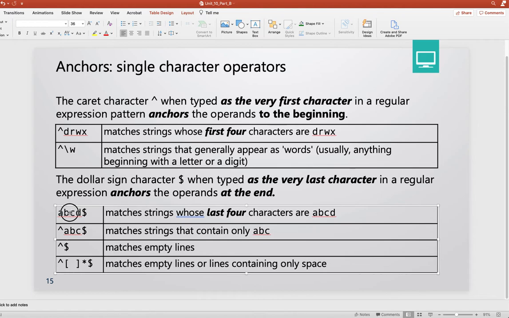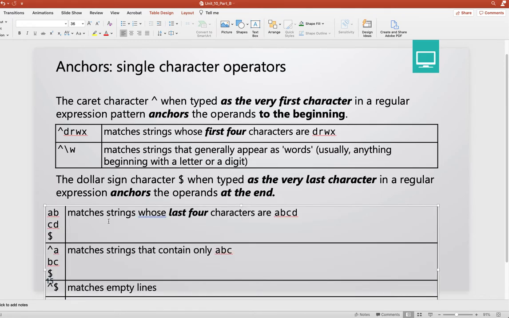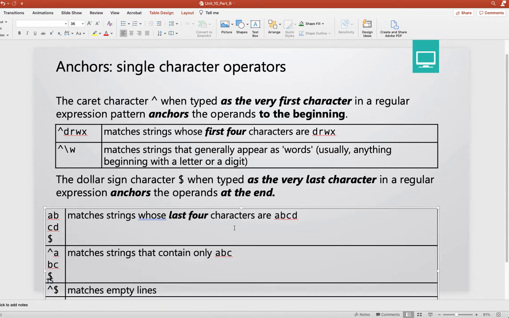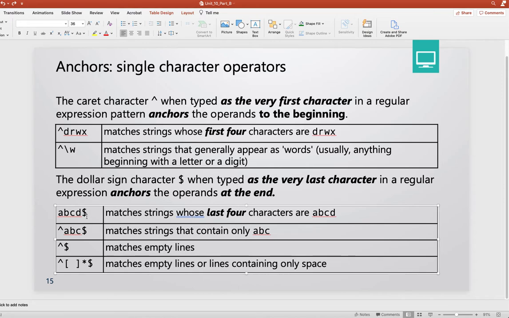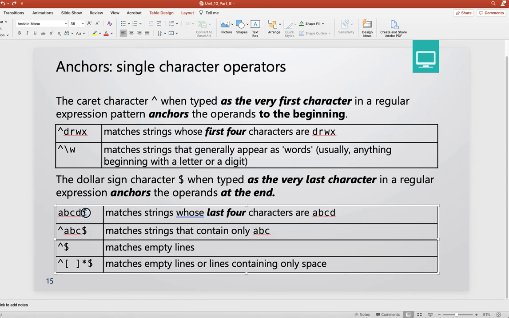So for example, in the first example, it will match the string whose last four characters are A, B, C, D, because the dollar symbol, the dollar sign, is at the end of this pattern. Okay.